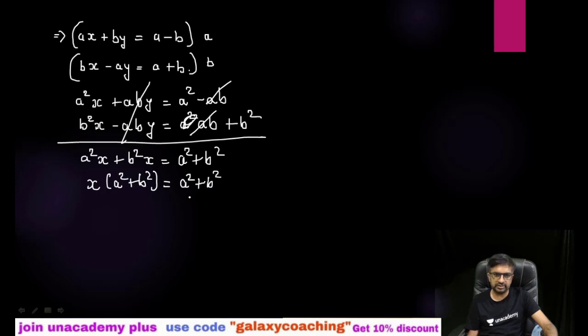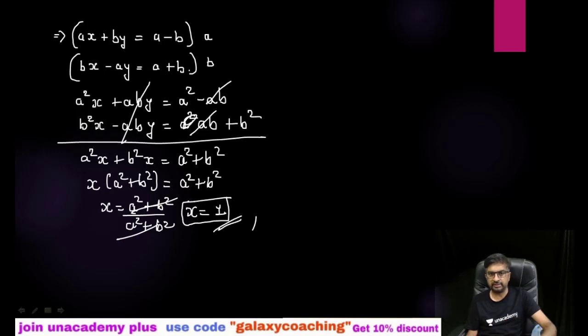Take this in the denominator, guys. So x will be equal to a square plus b square by a square plus b square. These both will get cancelled. Now generally the mistake students make is they take x equals 0. Guys, when you are cancelling, your x will be equal to 1 and not 0. Please keep that in mind.